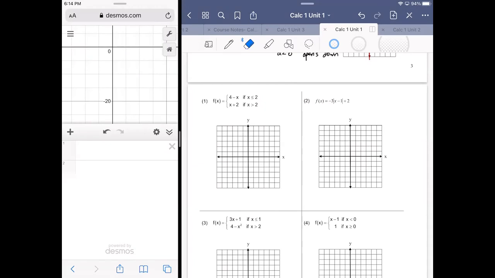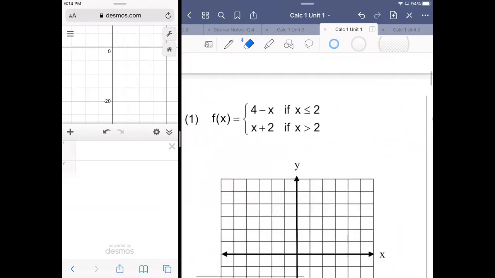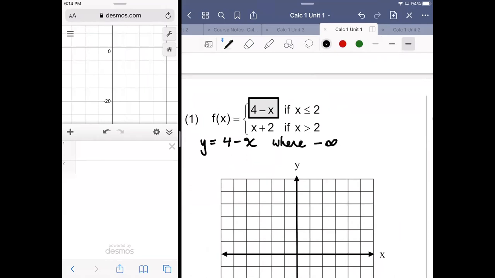All right. So, just one more look at how you do it by hand. If you have two pieces, y equals 4 minus x. So that's using the domain where x is less than or equal to 2. I tend to look at that as negative infinity to 2. So where you're going from negative infinity to 2, bracket on the 2, parentheses on the negative infinity.